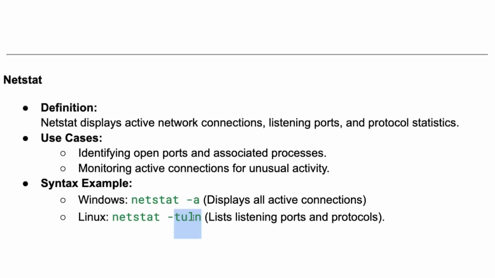And when we do -l, it's listening. And -n does not resolve the domain name to the IP address, so it actually just gives you the IP address. So we would have -tuln, which gives us all of the listening ports and the protocols associated with them. And when we say all listening ports, we're talking about all TCP and UDP ports. That's how we can look at it.